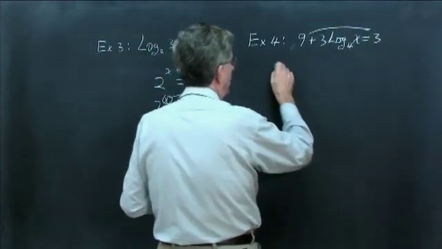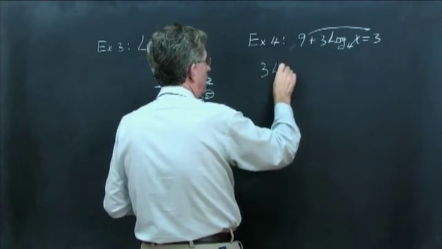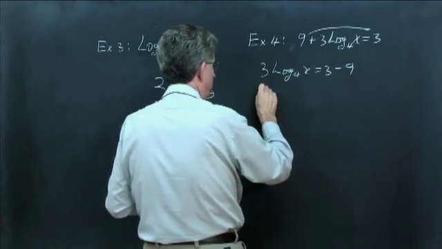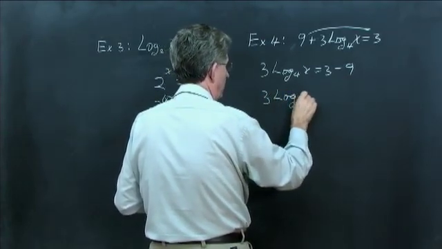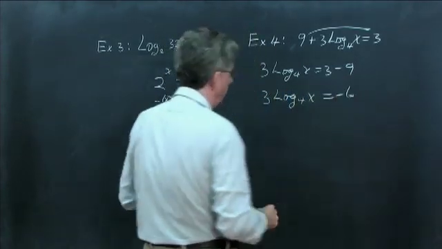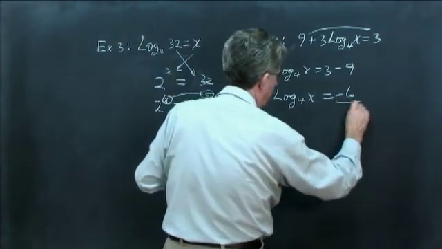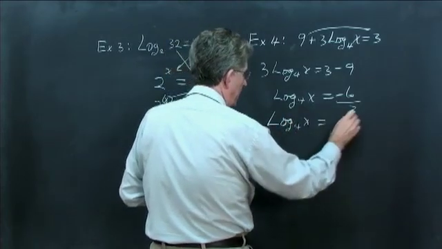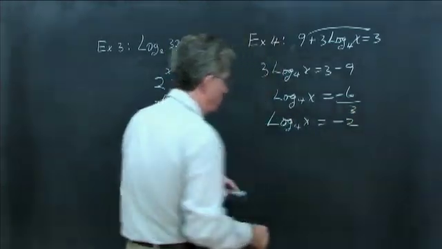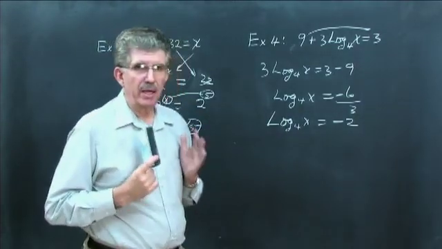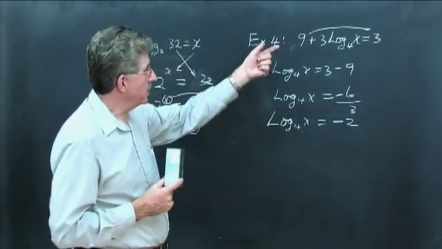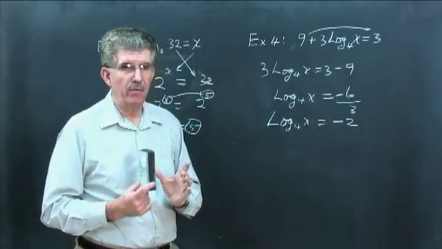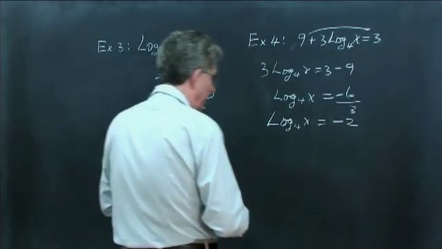So we'll toss the 9 over here, and we're going to get 3 log base 4 of x equals 3 minus 9, minus 6. Let's go ahead and divide by 3 while we're at it, and we're going to get log base 4 of x equals minus 2. All right. Now we finally got it to where we can get at it and solve it. Now that's a general technique. You want to get the log term isolated by itself. Then you can go to exponential form and good things will happen.